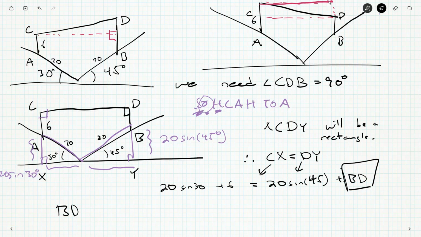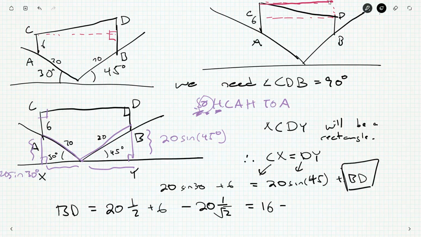So BD is just going to be 20 sine 30, so that's 20 times a half, plus 6, minus 20 times sine 45, so that's 1 over root 2. Half of 20 is 10, 10 plus 6 is 16, minus, so take a 10, put a 2 here, 2 over root 2 is root 2, so minus 10 root 2. And that is the length that BD must be.